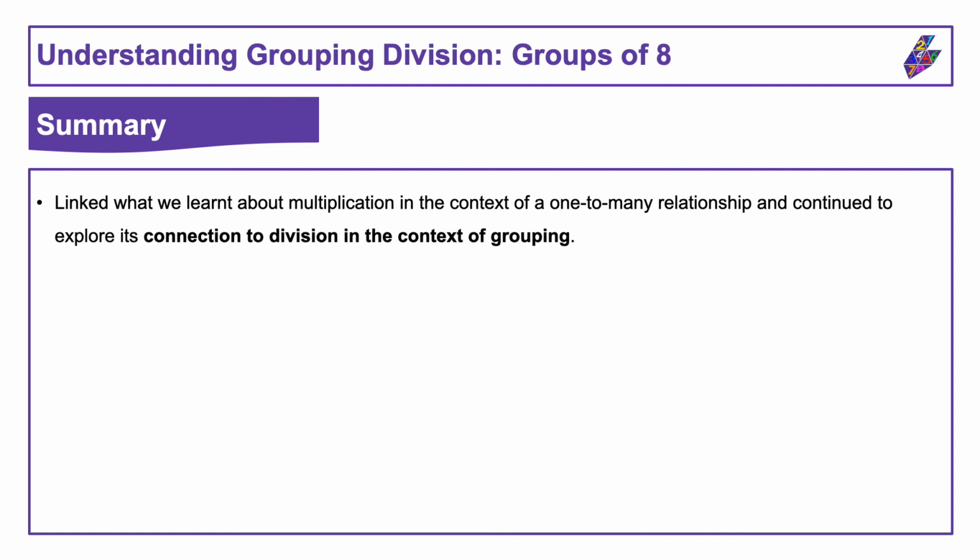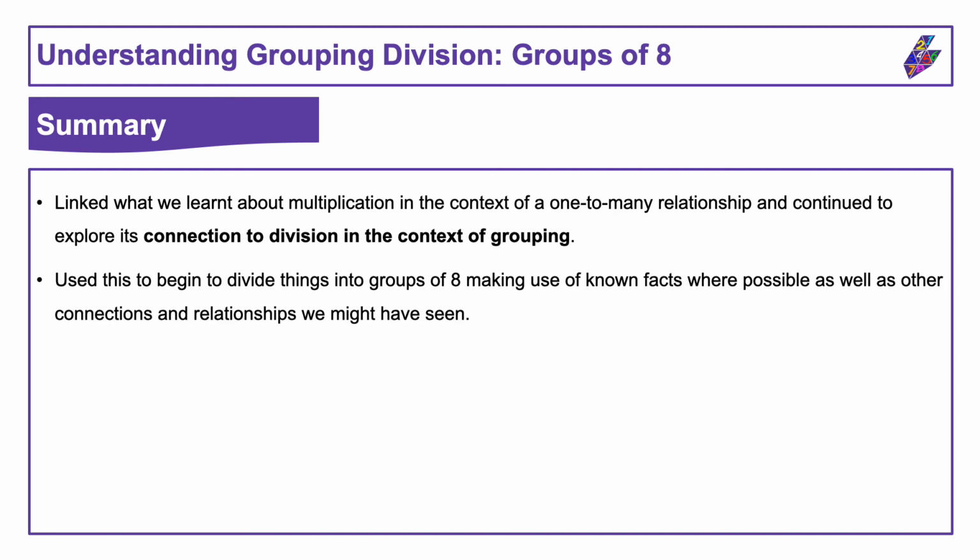So to summarise, we linked what we learnt about multiplication in the context of a one-to-many relationship and continued to explore its connection to division in the context of grouping. We used this to begin to divide things into groups of 8, making use of known facts where possible, as well as other connections and relationships we might have seen. There are other contexts for multiplication and division that we'll explore in other videos, but hopefully that's helped you get a better understanding of both multiplication and division in the context of one-to-many relationships and grouping.